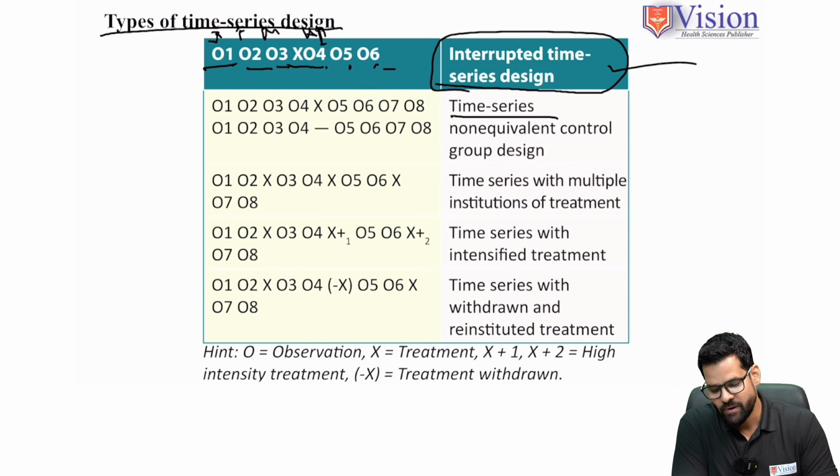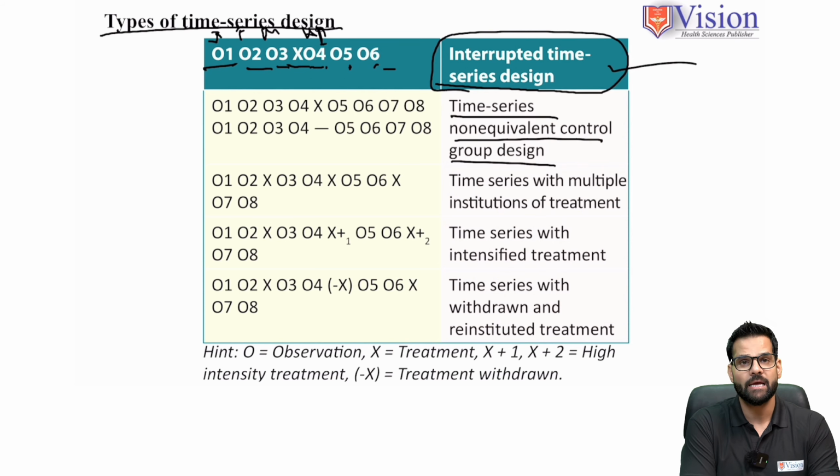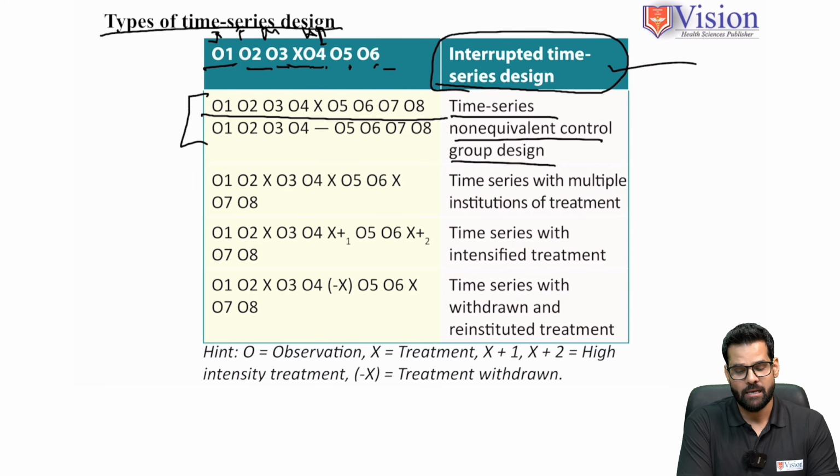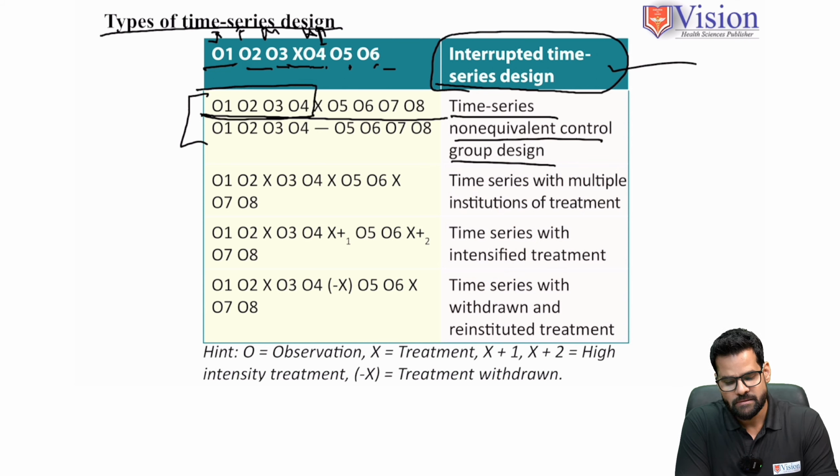Then time series non-equivalent control group design, same as you can see, but there would be a control group. So you have two groups and you make multiple observations. Let's say the nurses of one hospital were observed for the first 4 months in terms of their burnout. After that they were given counseling to overcome the burnout, and again they were observed for the next 4 months to see their burnout level.